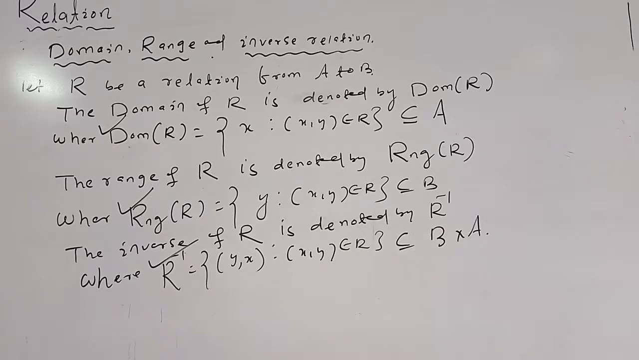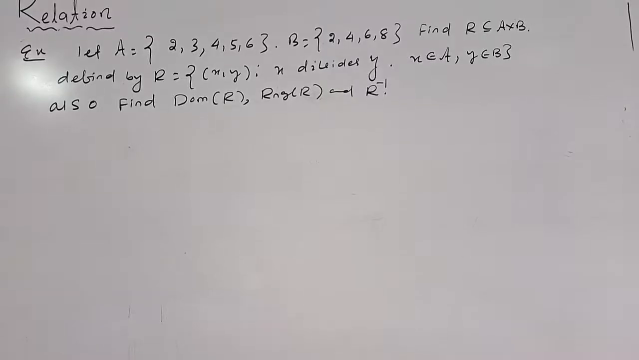Okay, now we take an example. So let A is equal to 2, 3, 4, 5, 6, B set equal to 2, 4, 6, 8.